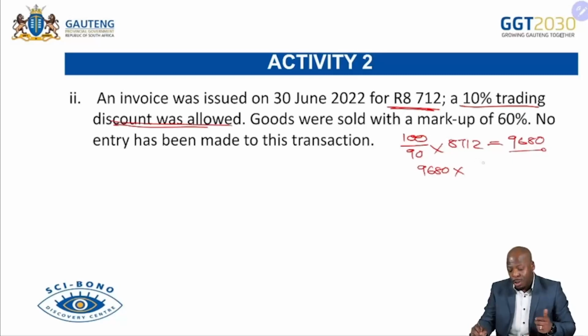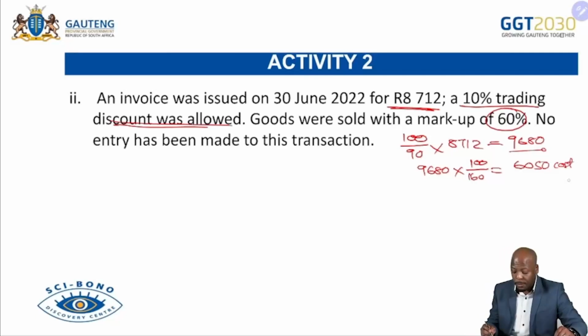So remember, cost is always 100, but these goods are being sold at 60% markup. So that means what I have is 160. If I say 9,680 multiplied by 100 over 160, how much do you get, guys? Someone is saying 6,050. So this is the cost. This is the cost of the goods.